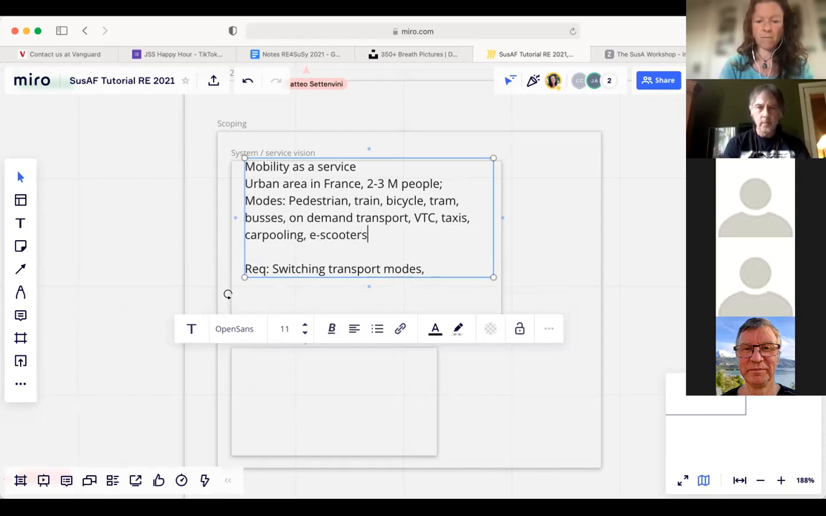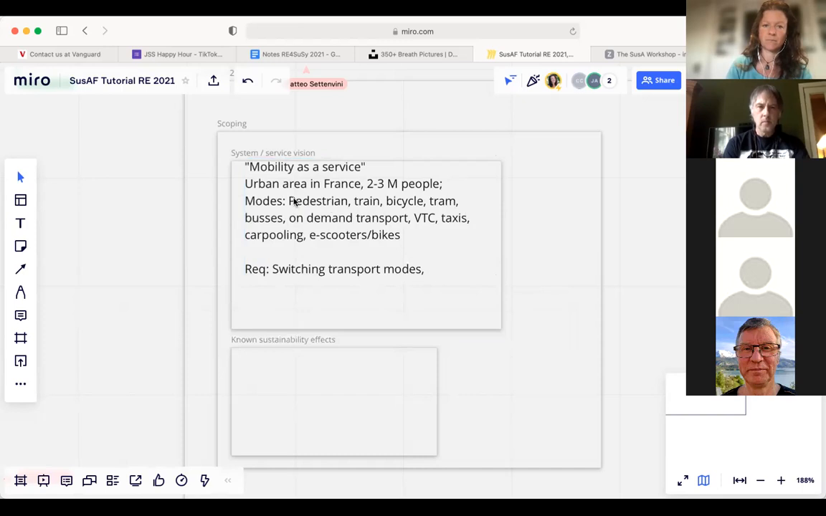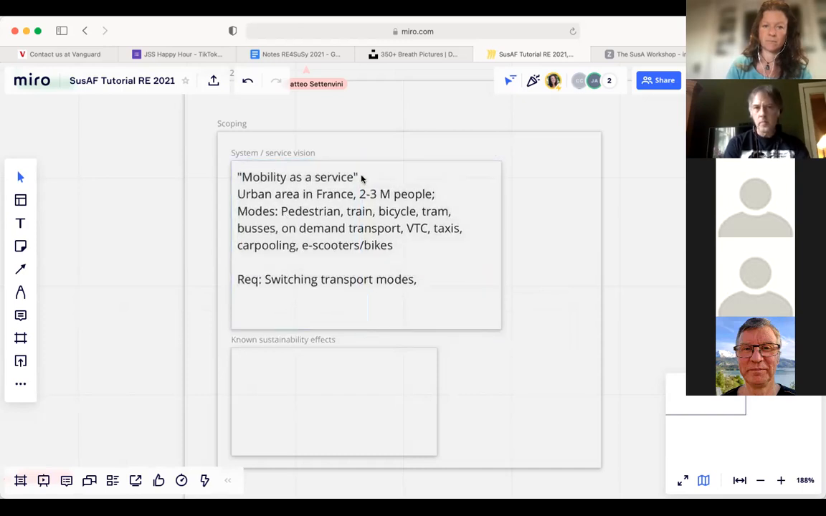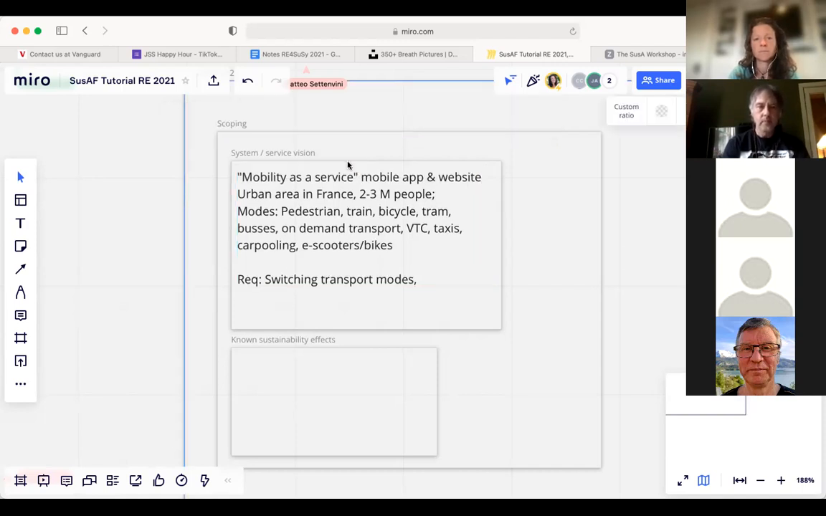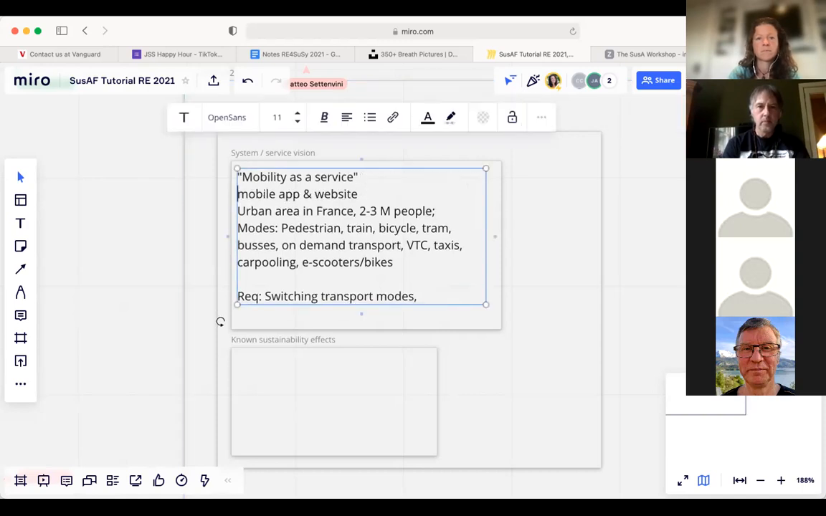Yeah, so that's a bit the context. What we need to build is both a mobile application and a website. The mobile application differs from the website in terms of requirements because we want the mobile application to offer also turn-by-turn guidance. And both on the website and on the mobile application, we want users to be able to book tickets, book journeys, and buy tickets.